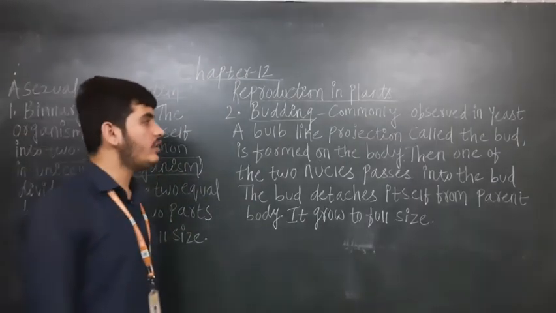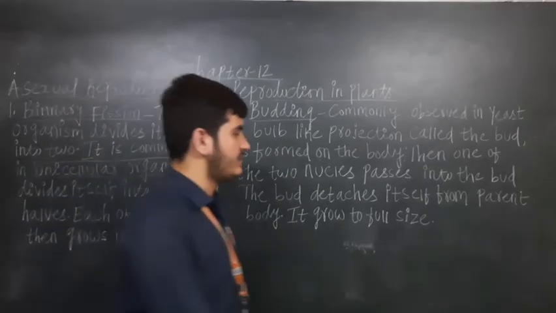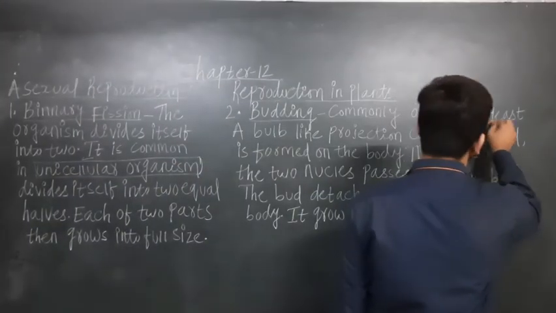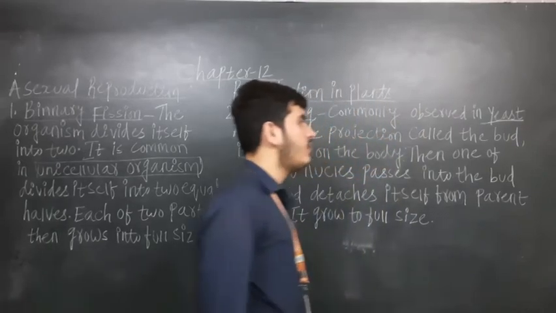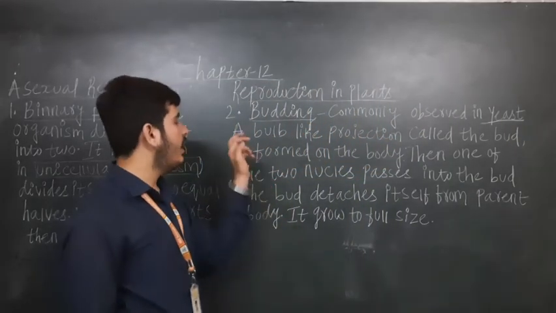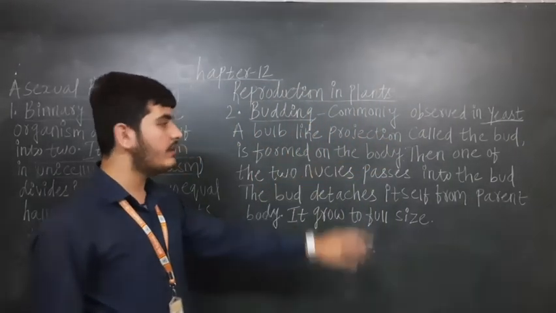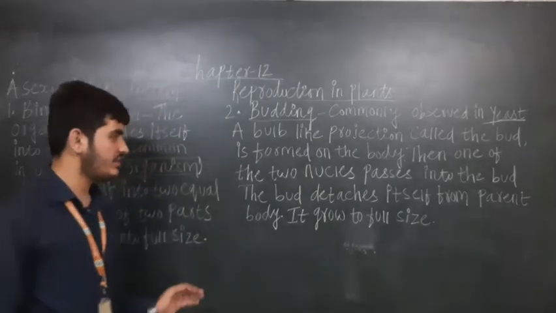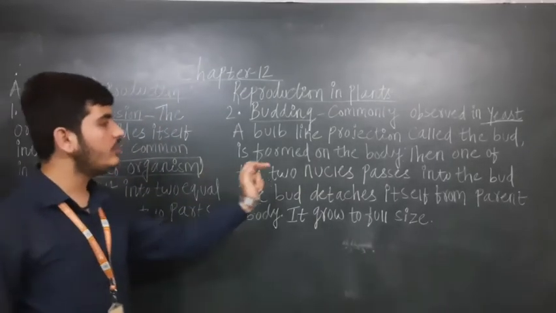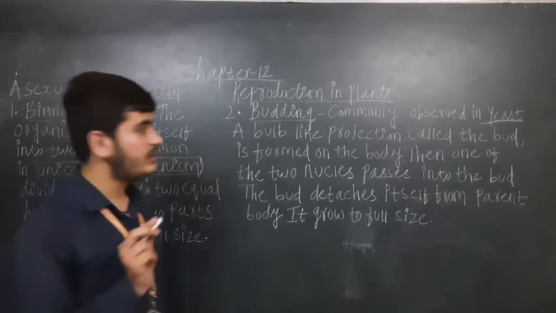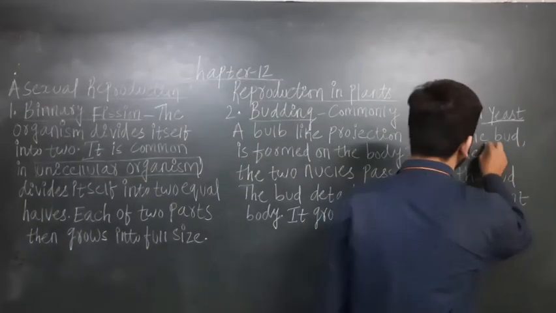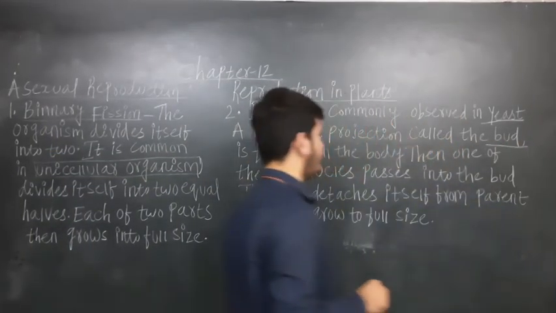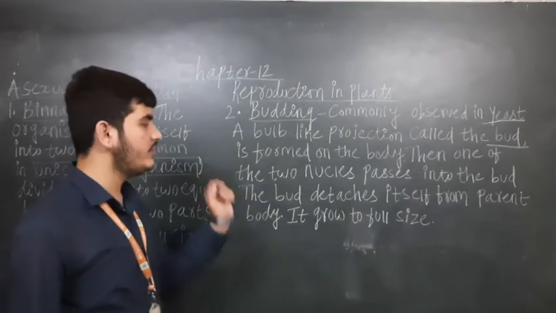Now budding means what? It is commonly observed in yeast. This asexual budding process is commonly observed in yeast. A bulb-like projection called the bud is formed on the body of the yeast. What is formed? A bud is formed on the body of the yeast.